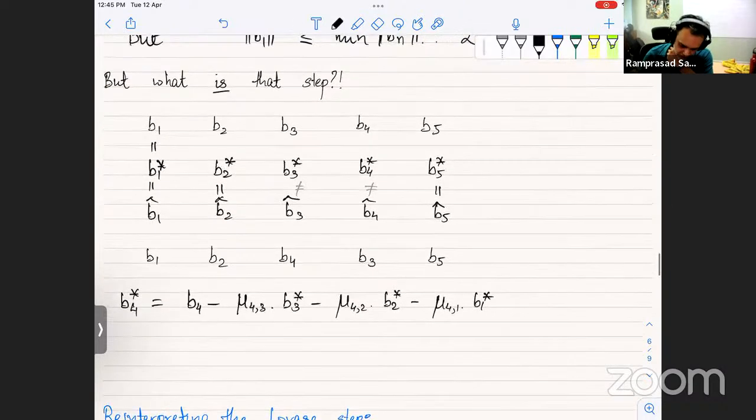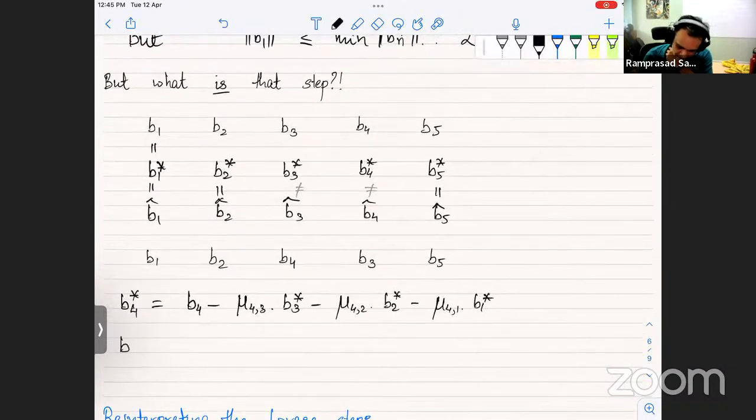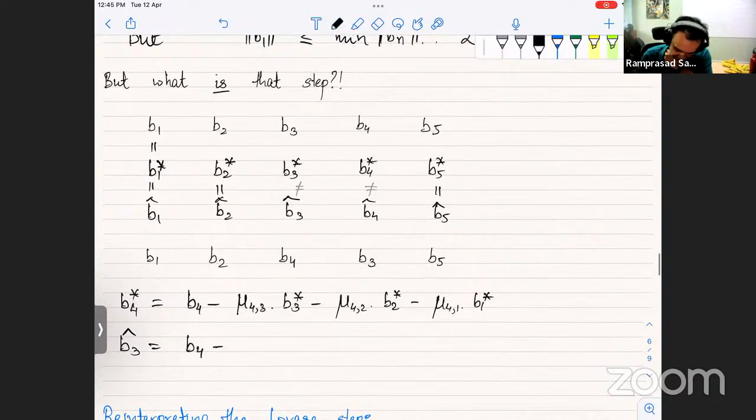Okay. Now, what can you say about this B3 hat? What will this be? At this point, I basically need to look at B4 minus something involving the previous two hats. Okay, so what is that going to be? So this is going to be B4 minus something times B3 hat. Sorry, something times B2 hat minus something times B1 hat.